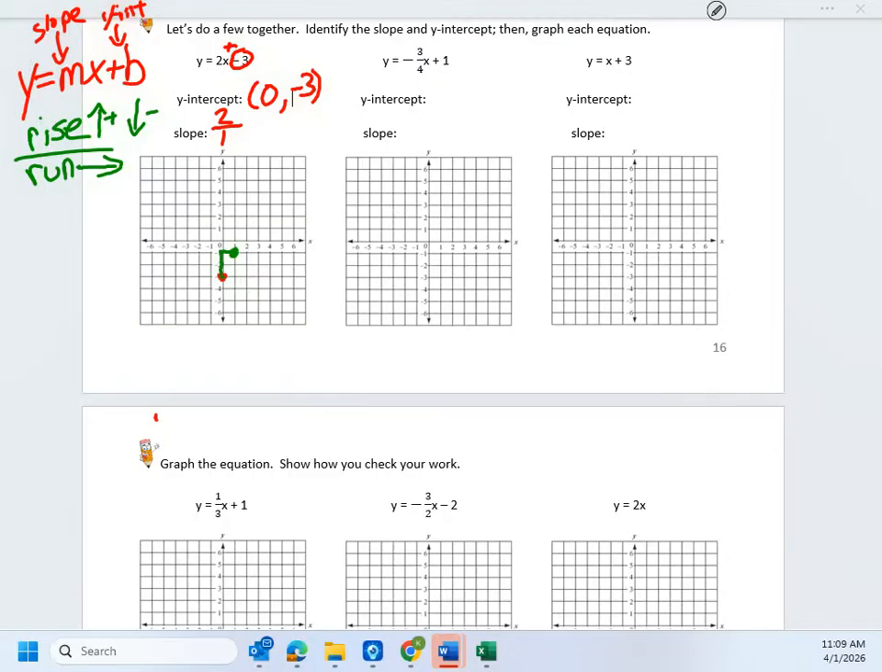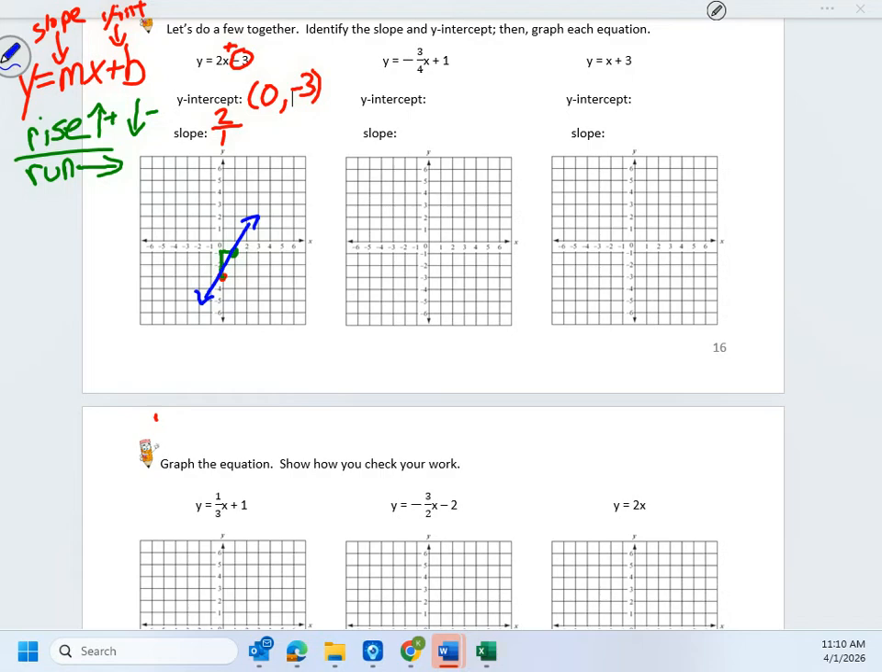What's my third step? Madeline? Connect the points with the line. Connect the points with a line, not a segment. So make a line with arrows on the end because that line keeps on going. All right, let's try the next one.